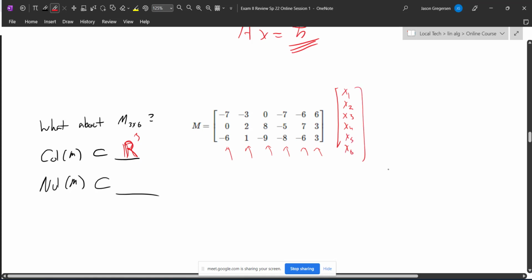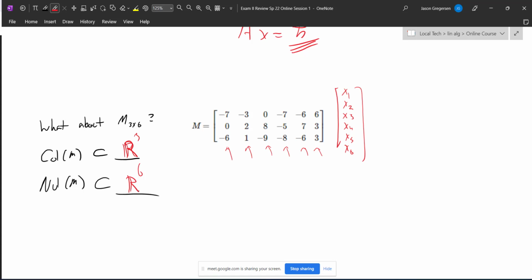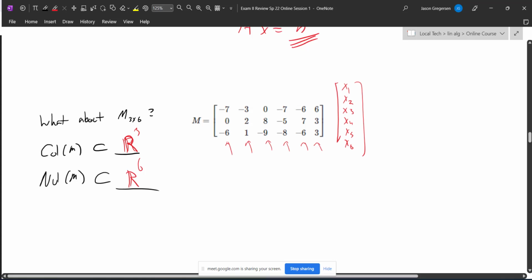So the null space, which is just the x's that map to 0, must be a subset of R6. And these are both going to be not only subsets, but subspaces, which means they're also going to be able to have a basis and a dimension of each, and we should be able to find those.